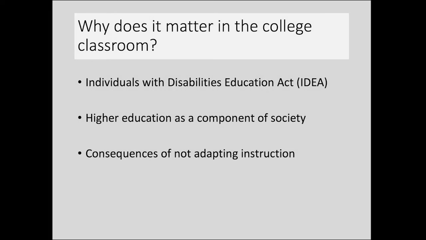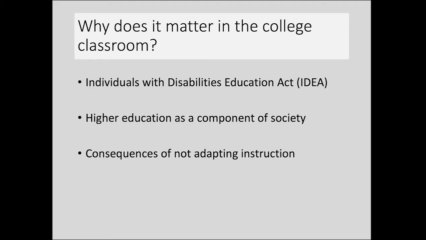So why does this matter in the college classroom? The Individuals with Disabilities Act mandates that students in pre-K through 12 schools be provided with free, appropriate public education, but no such mandate is in place for higher education. However, most students do not suddenly lose the need for accommodations when they graduate high school. They still have the needs, and they're on their own to advocate for themselves.